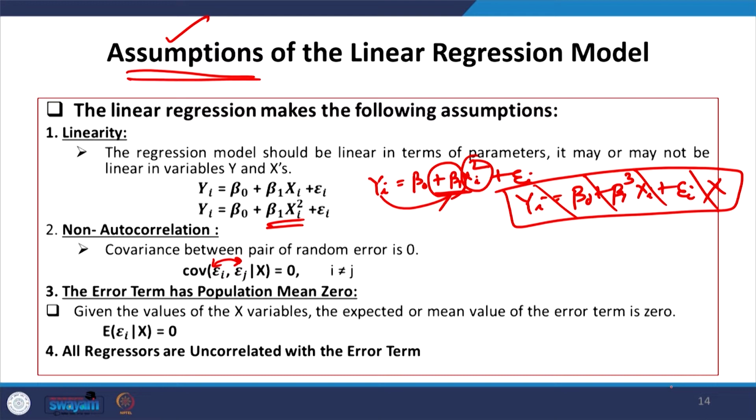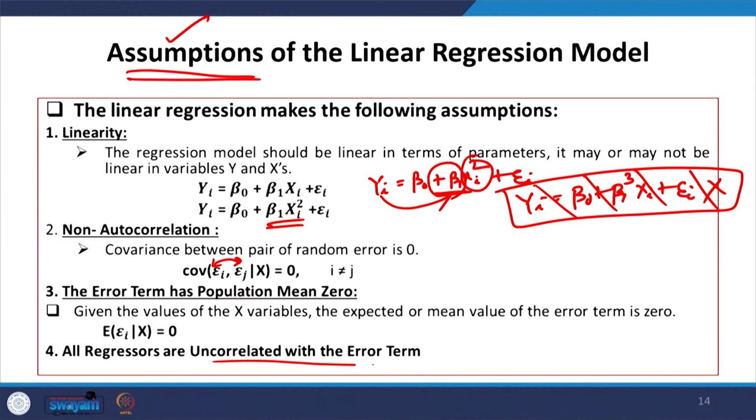The error term has population mean 0, and the error term should be normally distributed, as we already said, especially over its entire population. So, the expected value of the error term given its control variable should equal 0. All regressors are uncorrelated with the error terms. So, the error term should be uncorrelated. This is what we wanted to emphasize here.